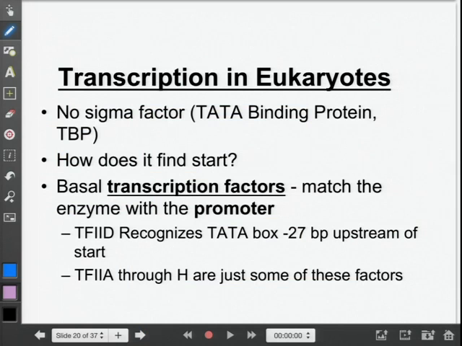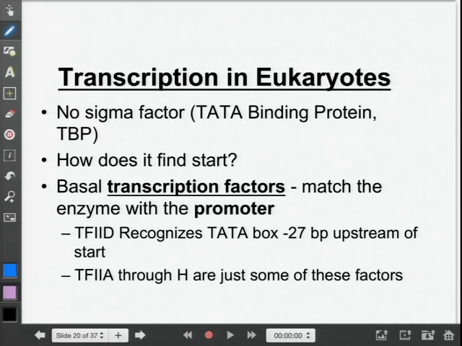So in eukaryotes, there's nothing called a sigma factor. There's an analogous protein. Analogous meaning it's different, but it does the same thing, like an analogy. So no sigma factor. The protein that binds to the promoter, that actually recognizes a sequence in the promoter of eukaryotes, is called the TATA binding protein, or TBP.